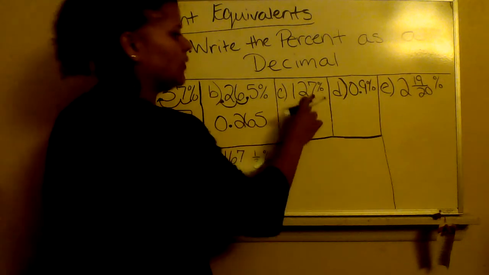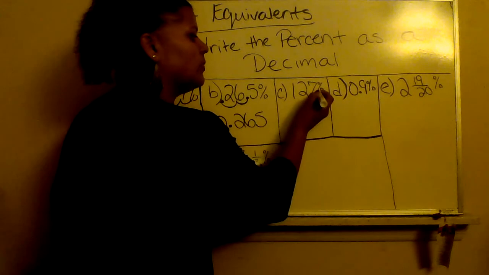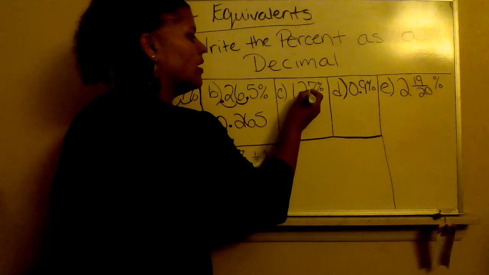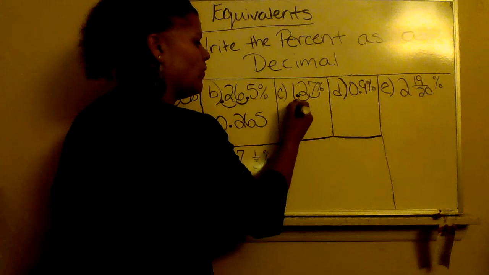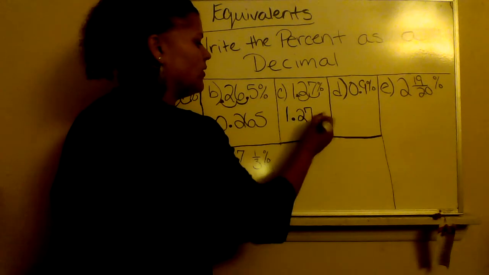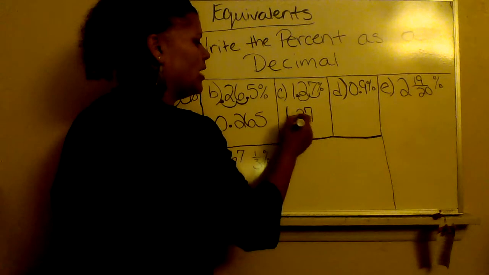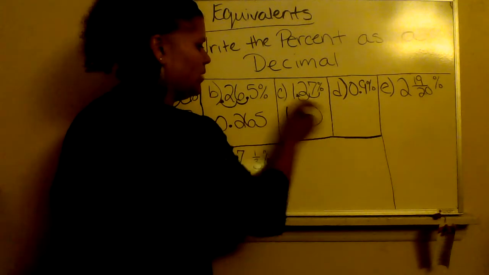Now, we also have this one. It's a 3-digit whole number percent. So what we do is from the percent, we move 2 times to the left. So then you're left with 1.27, or 1 and 27 hundredths. Okay, so that's what that would be.